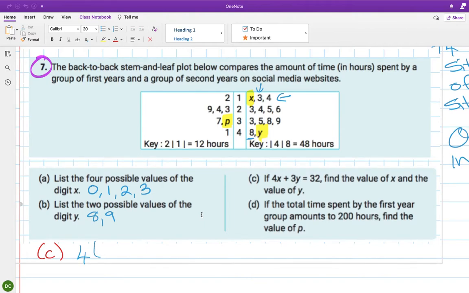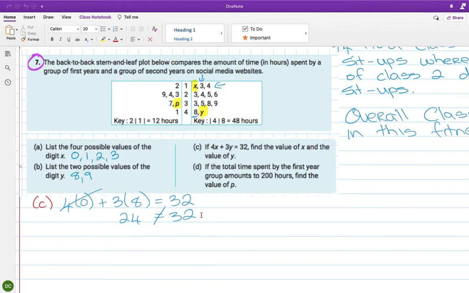So 4 times 0 plus 3 times 8 equals 32. That's 0, and 3 8s are 24, equals 32, so no. Okay, so that was 0 and 8. 0 and 9: 3 9s are 27, so that's not going to work. 4 times 0 plus 3 times 9 equals 32. 27 equals 32. No, it doesn't.